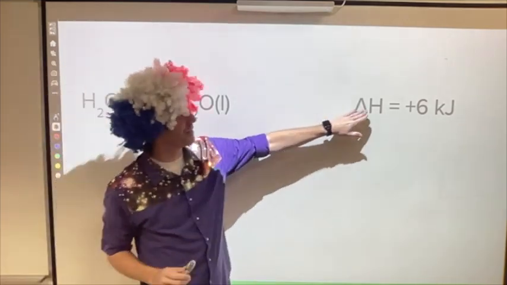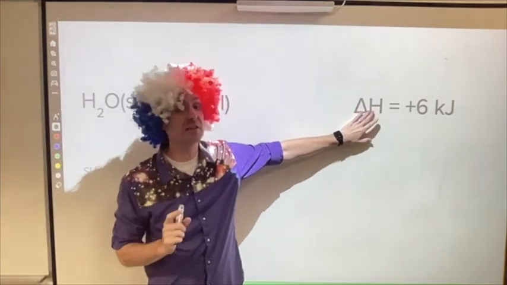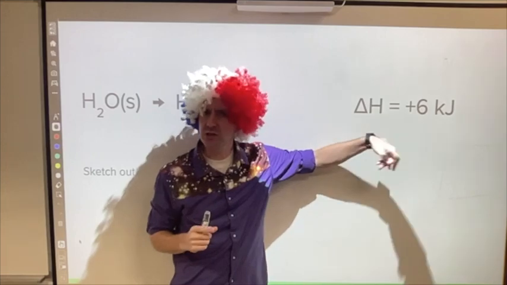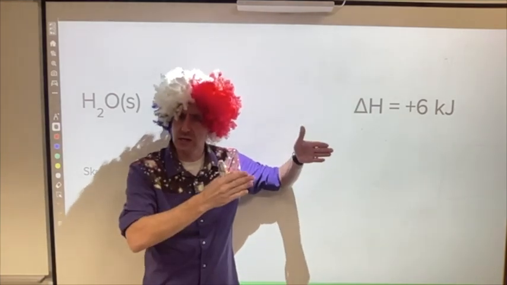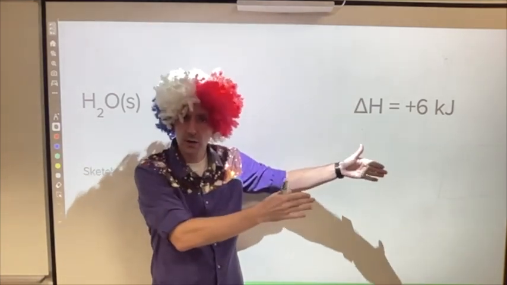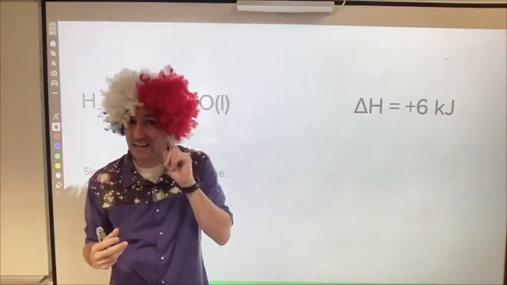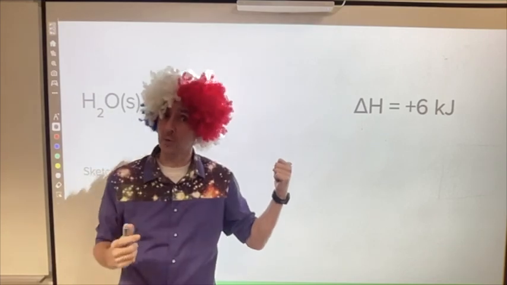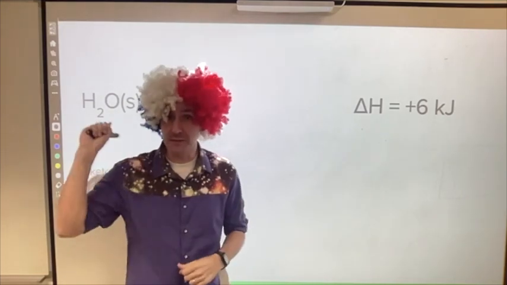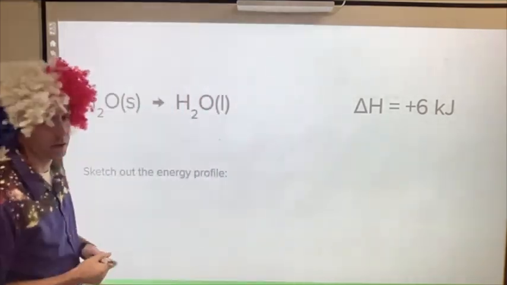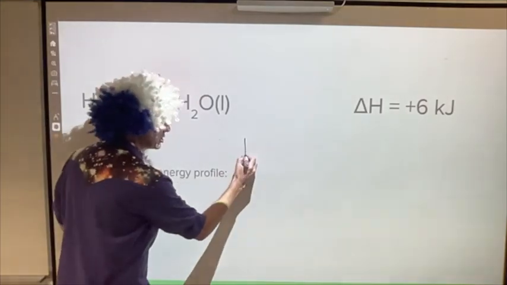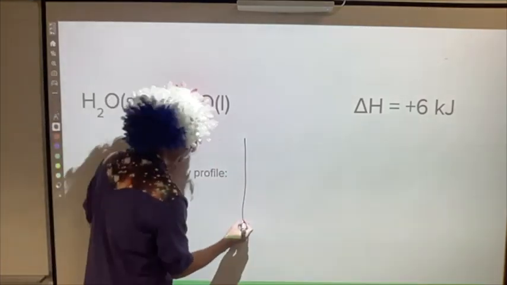And notice that the delta H, the change in the enthalpy, is positive. That should make sense. In order to get your ice to turn into water, you need to add some energy in. You should already know this is then endothermic. The last one was exothermic because we got more out. Okay, but this one will be endothermic. Let's see if we can sketch our energy profile, the enthalpy diagram.